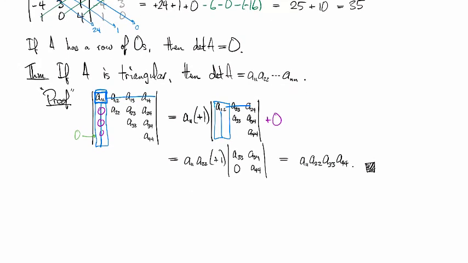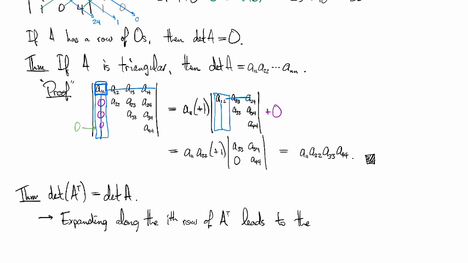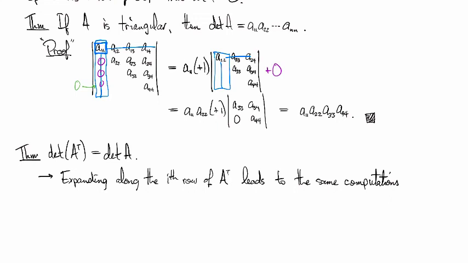The one last implication to see from this cofactors technique is something we haven't discussed before, and that is that the determinant of A transpose is equal to the determinant of A. I'm not going to go through the details, but the general idea is that expanding along the ith row of the transpose leads you to exactly the same computations and the same numerical values as expanding down the ith column of A, because the ith column of A is the ith row of A transpose, because transposition swaps rows for columns.